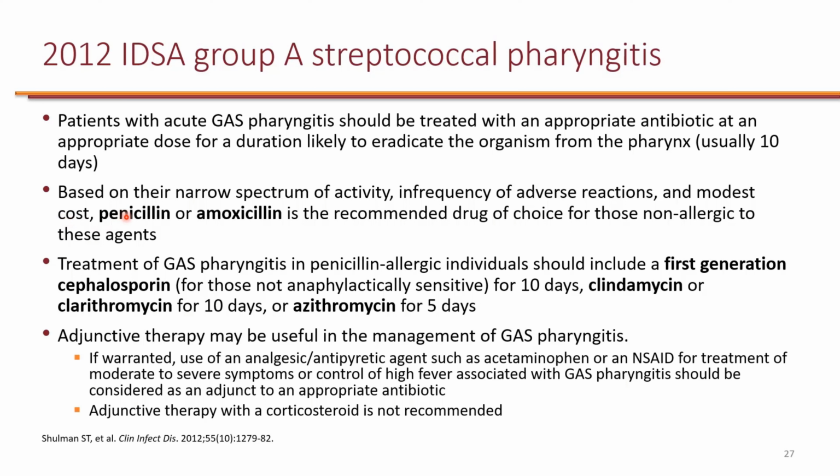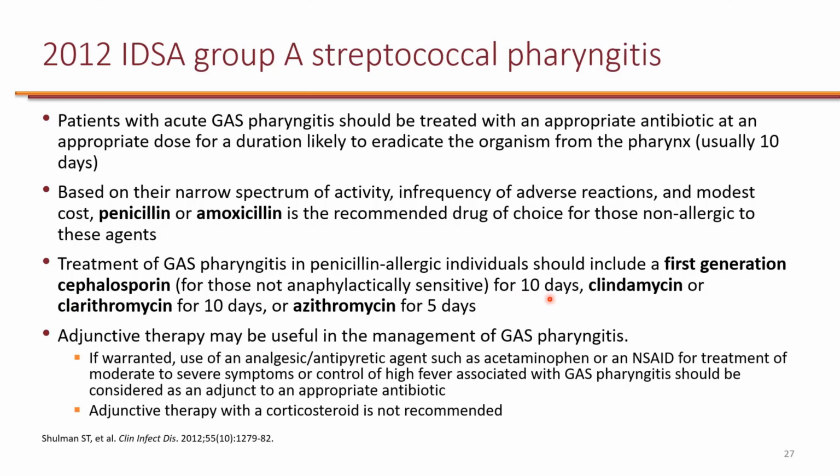affordability, with either penicillin or amoxicillin as the drug of choice in patients who do not have penicillin allergy. If someone does have penicillin allergy but it's not an anaphylactic reaction, you can use a different class of beta-lactam, a first-generation cephalosporin. First-generation cephalosporins are also narrow, well tolerated, and affordable. Something like cephalexin would be useful.